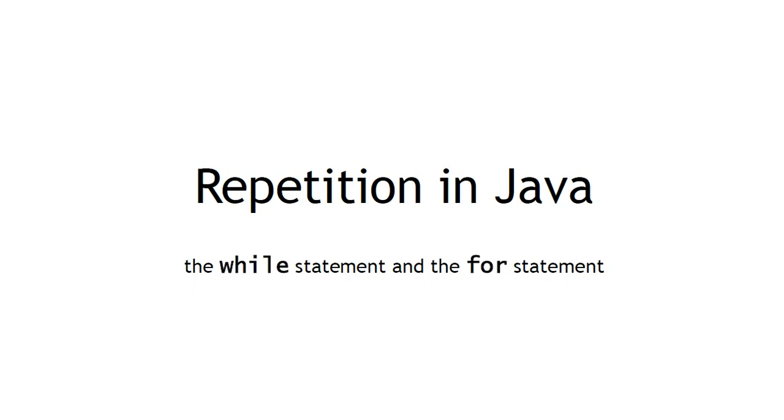We're ready now to start looking at repetition in Java programs in CSC 120. And so this is a short video that will introduce the two major statements in Java that allow us to do repetition, the while statement and the for statement.